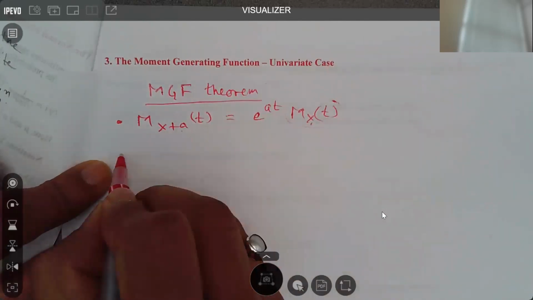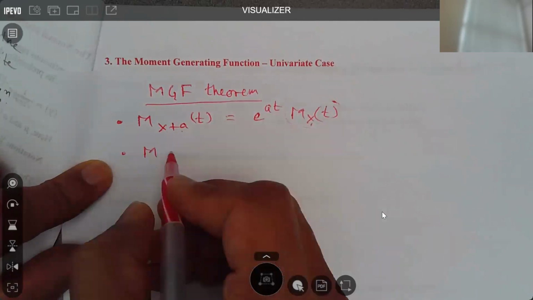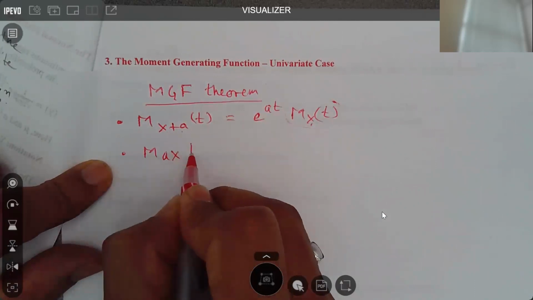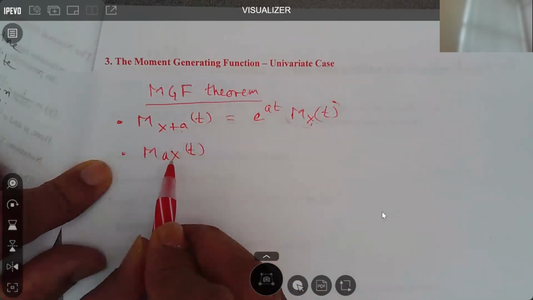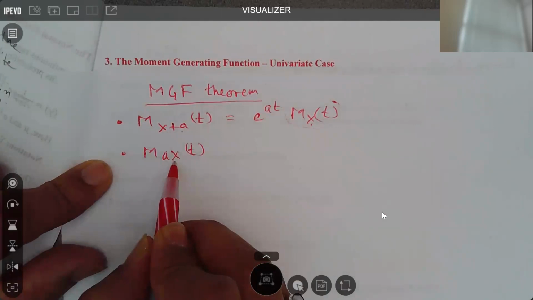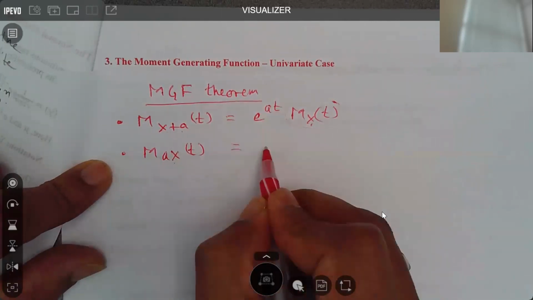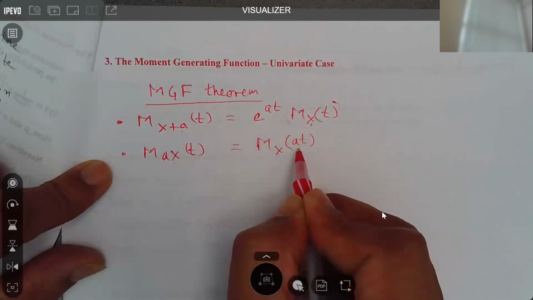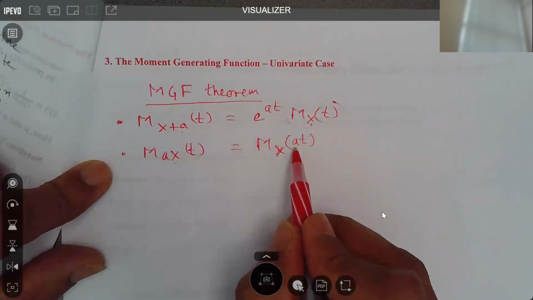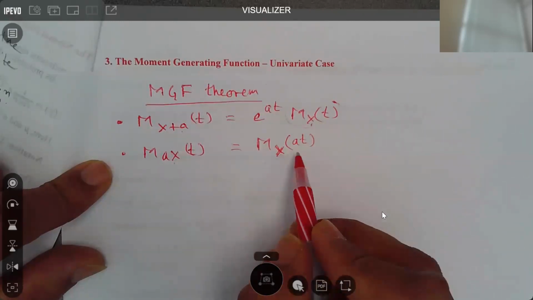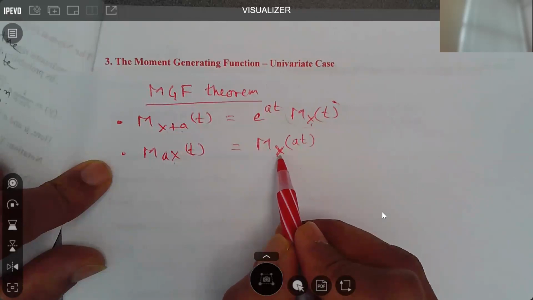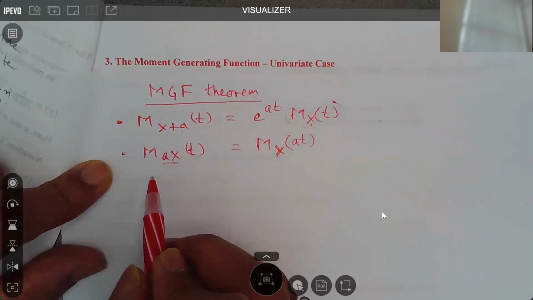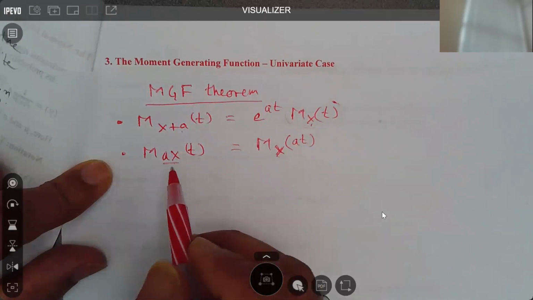Okay. Now another is M_{aX}(t). If you change the scale, it means that you multiply by some constant number, right? So if you do that one, it is equal to M_X(at). You see? Now if you know the moment generating function for the random variable X, you can also find the change of scale random variable.